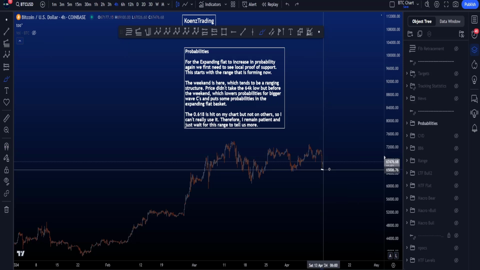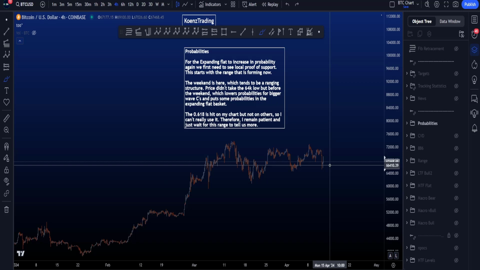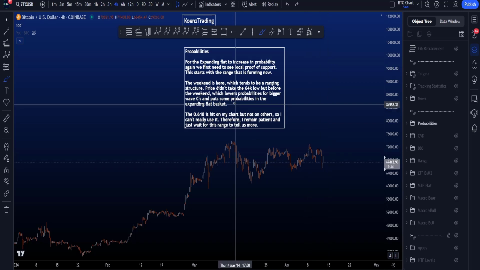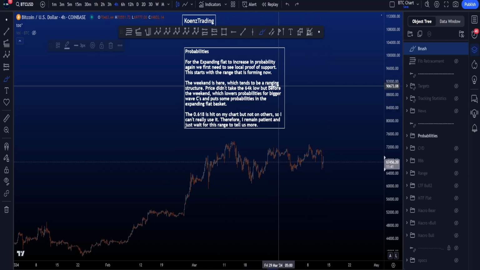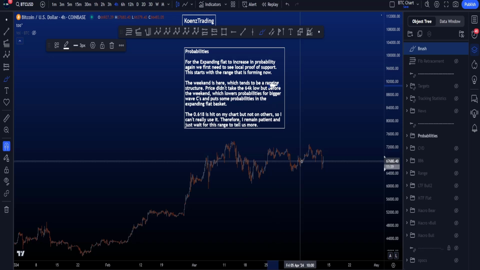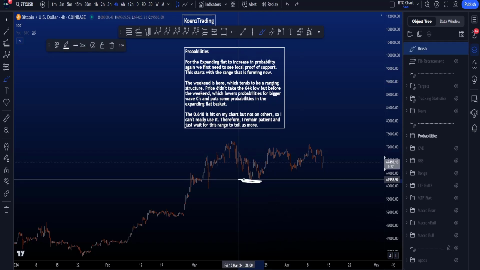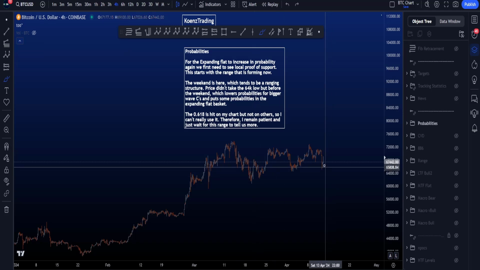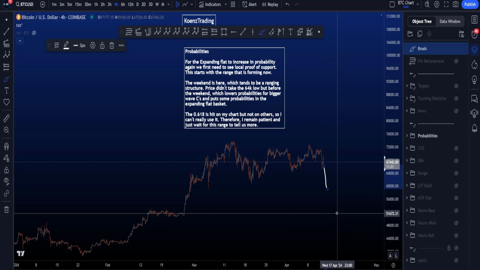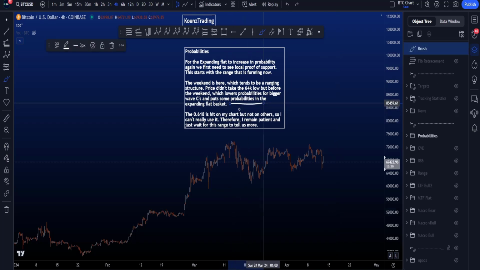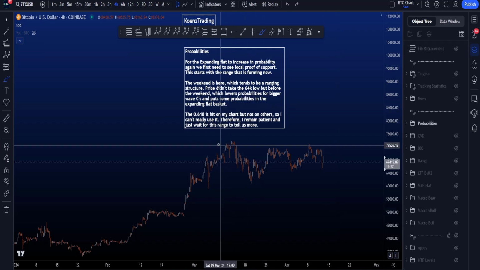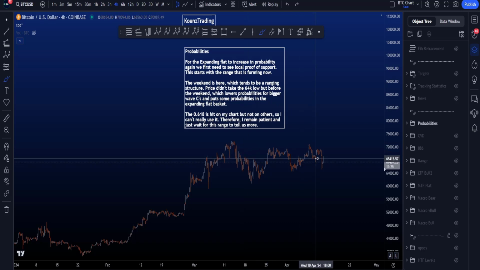But it all starts with a range, and with more information we can be more clear about what direction price is going to take from a probabilities perspective. The weekend is now here, which tends to be a ranging structure, and price did not take the 64k low before the weekend hit, which does lower the probabilities a bit for a much bigger wave C towards the downside, and it does put some probabilities in the expanding flat basket as well for the highs. But again, I would like to see some more local confirmation.